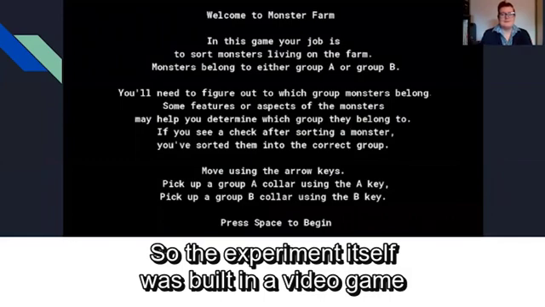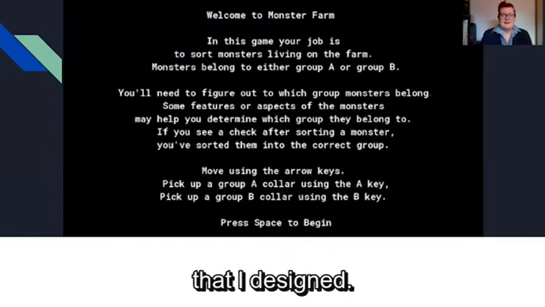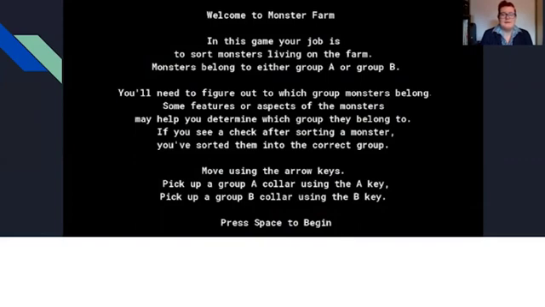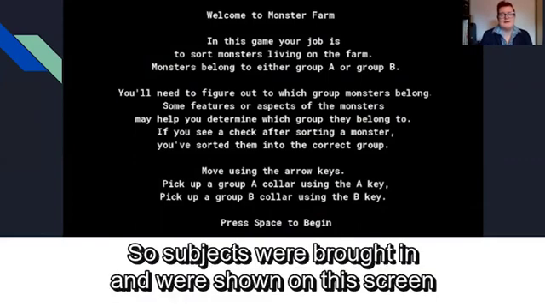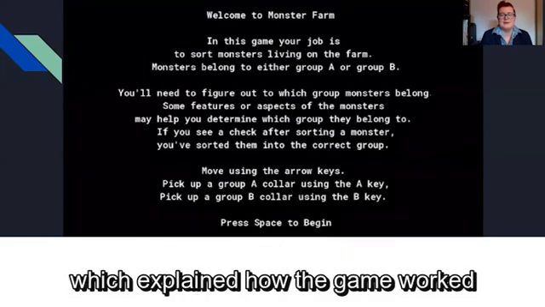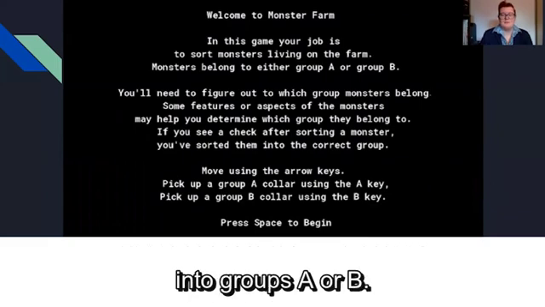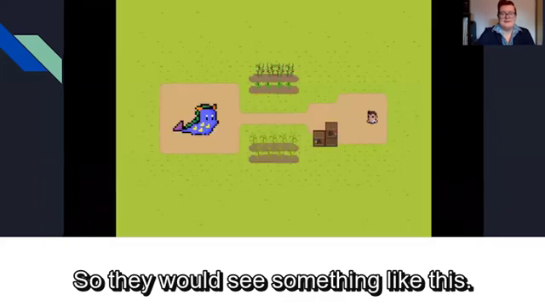So the experiment itself was built in a video game that I designed using a program called Game Maker 2. So subjects were brought in and were shown this screen, which explained how the game worked, and that they would be sorting these monsters that I had made into groups, into group A or group B. So they would see something like this.